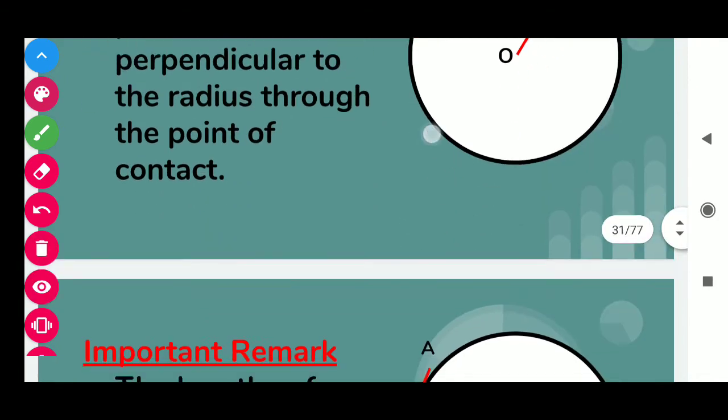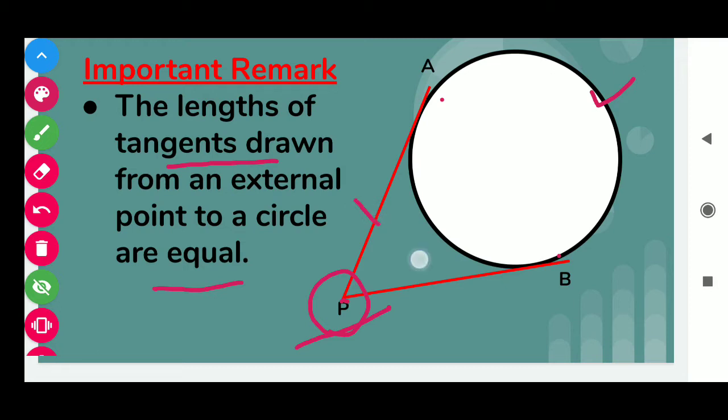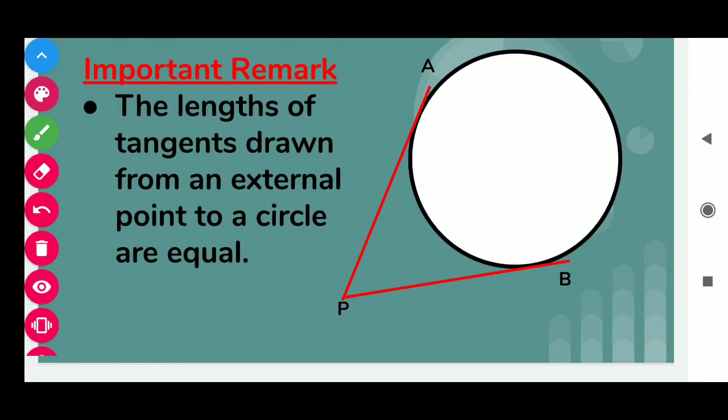Now, here we have the second remark. The lengths of tangents drawn from an external point to a circle are equal. Students, you can observe here we have a circle and P is the external point. From this external point we make two tangents PA and PB. So students, in this way we get two tangents, both are equal in length. So the lengths of tangents drawn from an external point to a circle are equal in length.